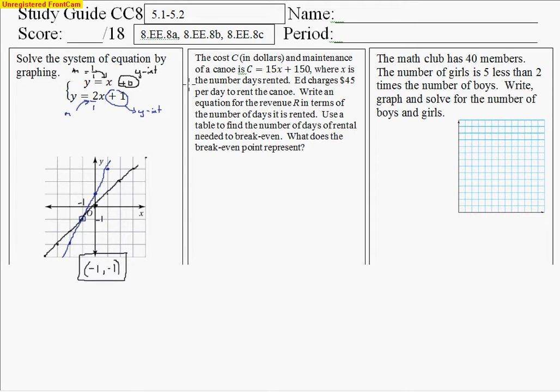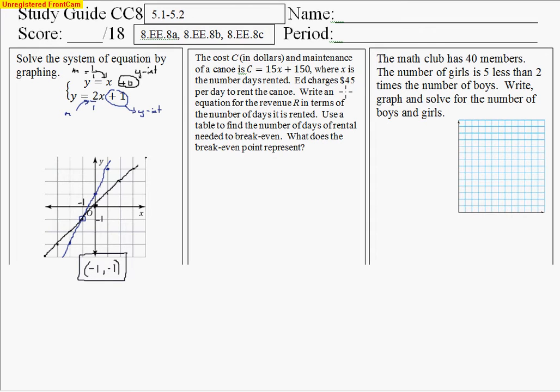Let's look at the next one. It says the cost in dollars of maintenance of a canoe is C equals 15x plus 150. What this means is the canoe costs $150, and then you have to maintain it and spend $15 for every value of x. So let's see what x is. x is the number of days rented. So $15 per day is what you're spending on the canoe, plus the $150.